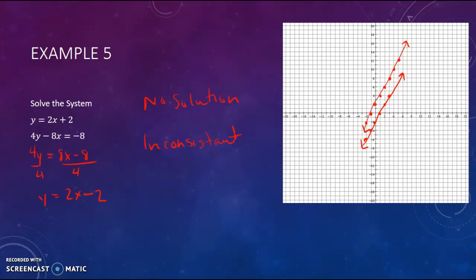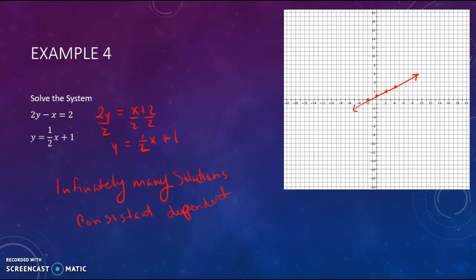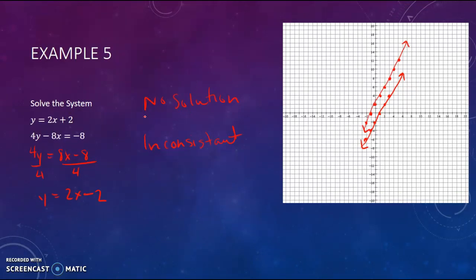And so those are our different types of answers. So examples 1 through 3 in the first video give one solution. Example 4 was infinitely many because it graphs the same line. So we had same slope, same intercept. Whereas example 5, our no solution, had same slope, different intercepts. And that's one easy way to remember.